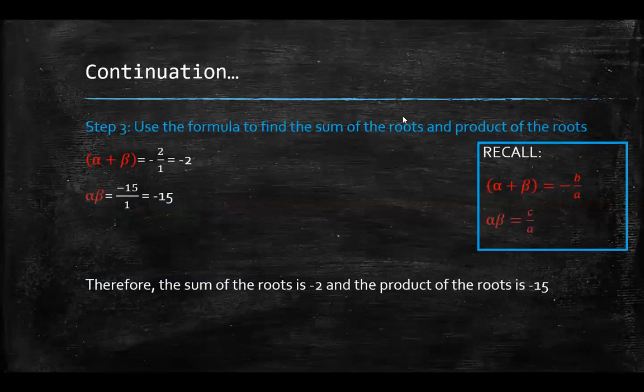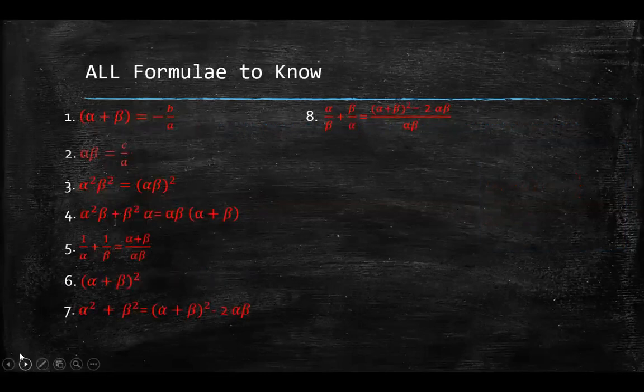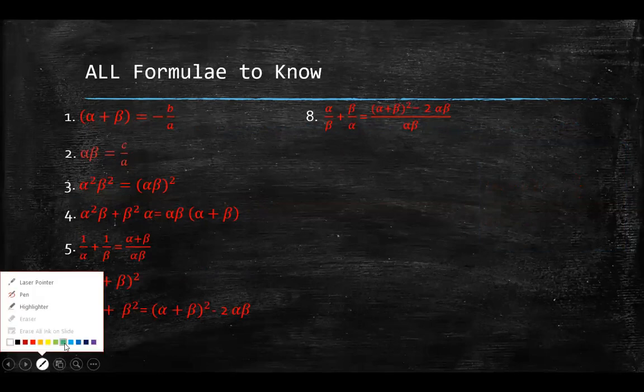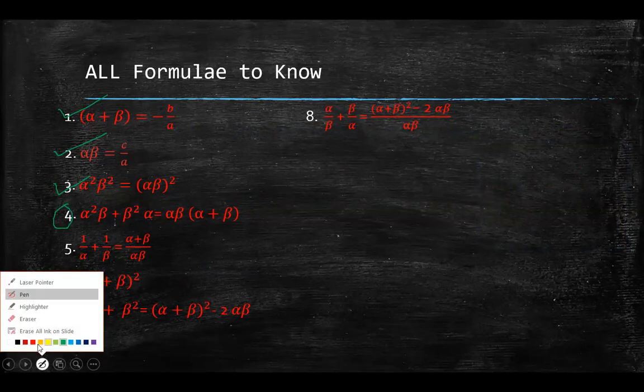So we're doing something else today. Well, the same sum and product groups, but we're doing the other formulae on the list. Okay, so we already did 1, 2, and 3. So now we're going on to number 4.